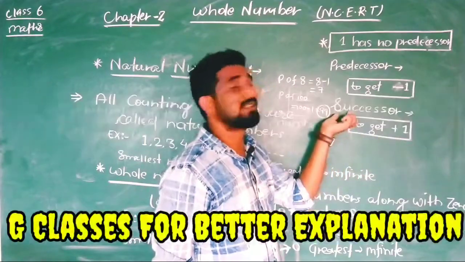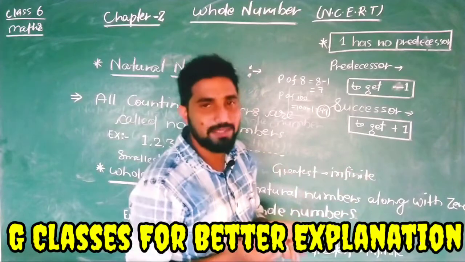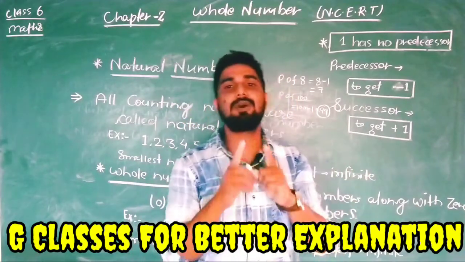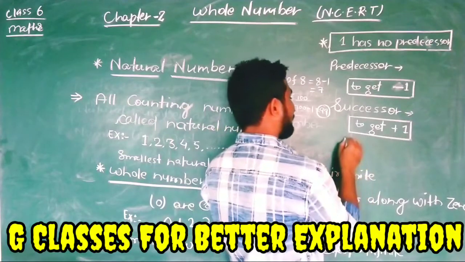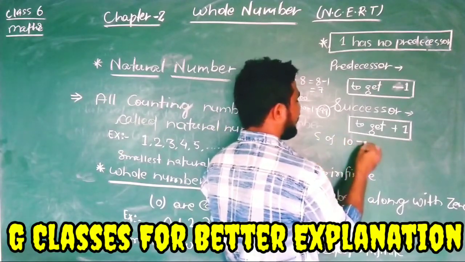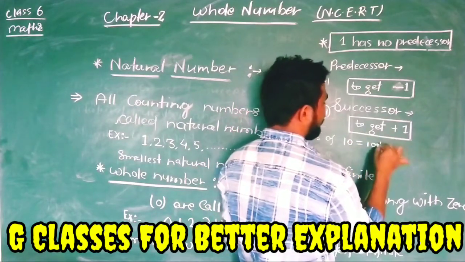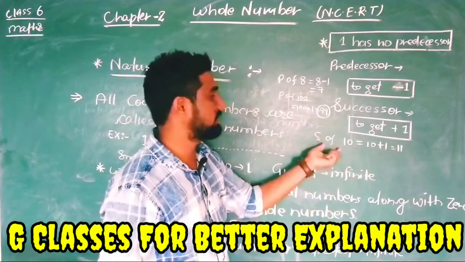Now just come to successor. Successor is just the opposite of this. If you have to find the successor of any number, you have to add 1 to that number. Not understood? Look at an example. Suppose we have to find the successor of 10, then we will add 10 plus 1 and it will become 11. 11 will be the successor of 10.